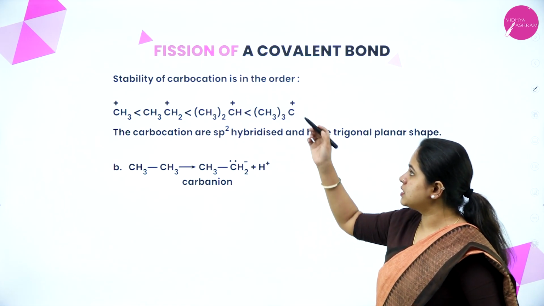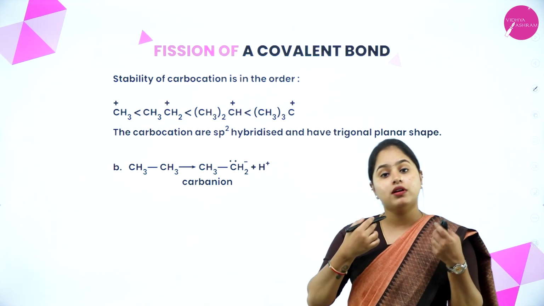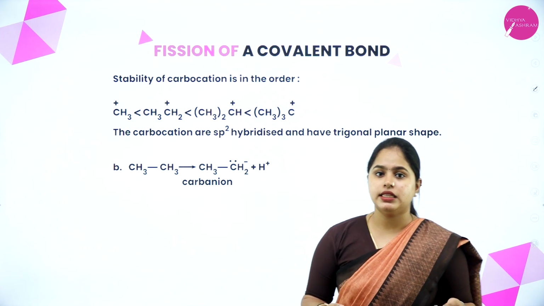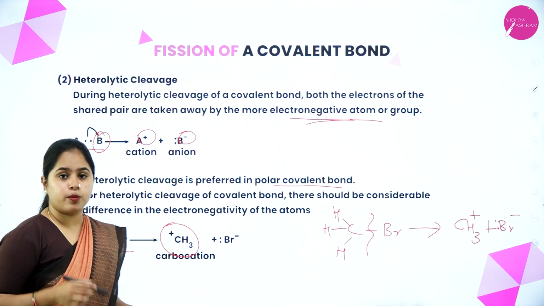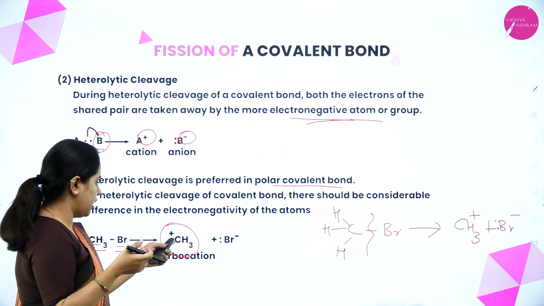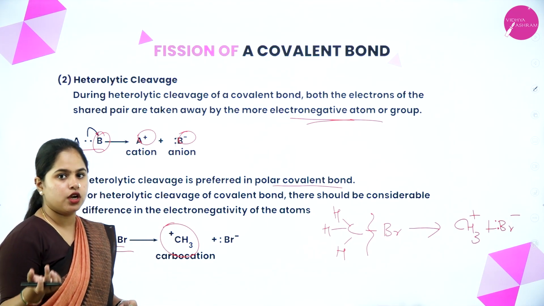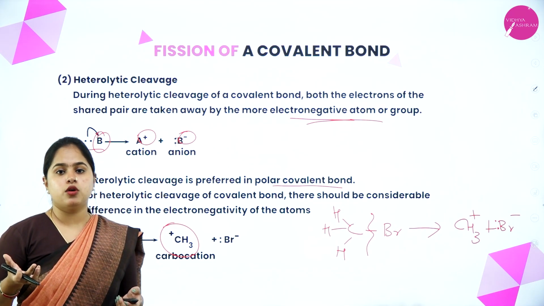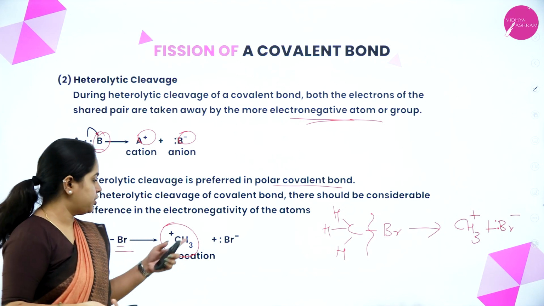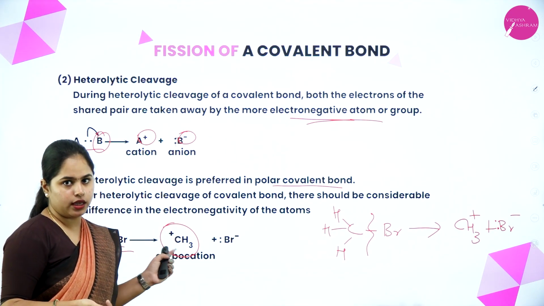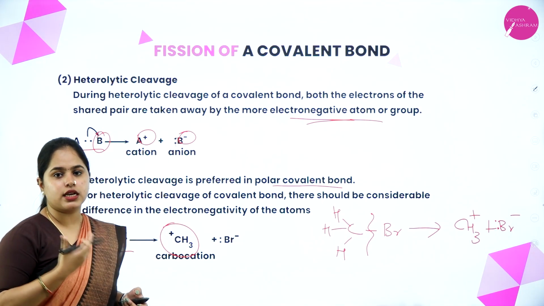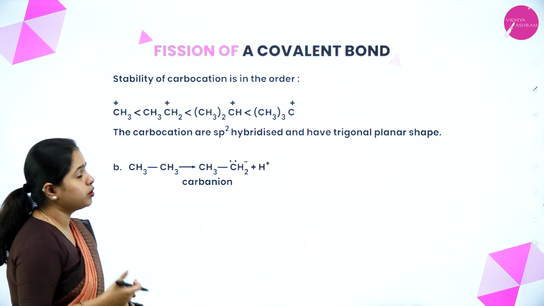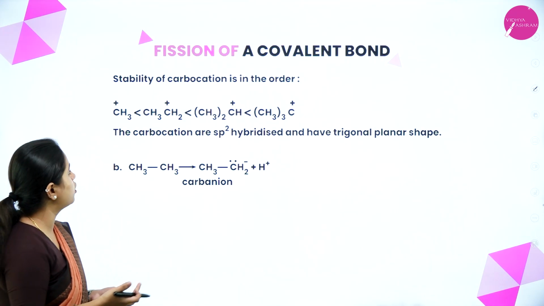Now coming on to the stability of carbocation. What is a carbocation? The species that is found in this case is called a carbocation. Carbo stands for carbon and cation is positive charge. So when a compound undergoes heterolytic cleavage, the positive charge formed on the carbon atom is called a carbocation. Now we are going to study the order of stability of carbocations.